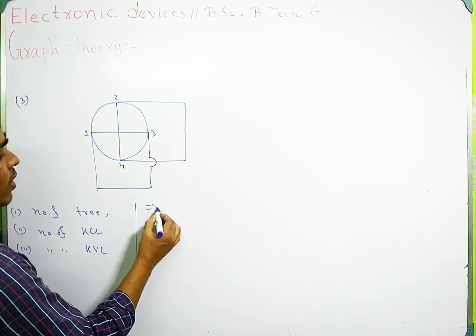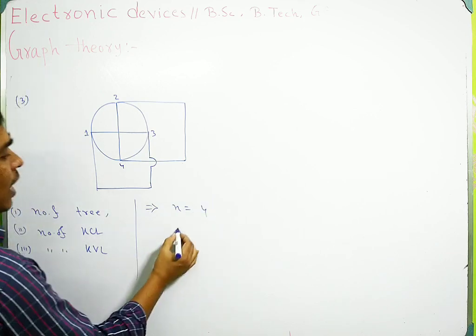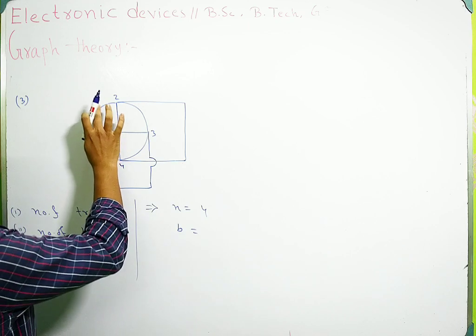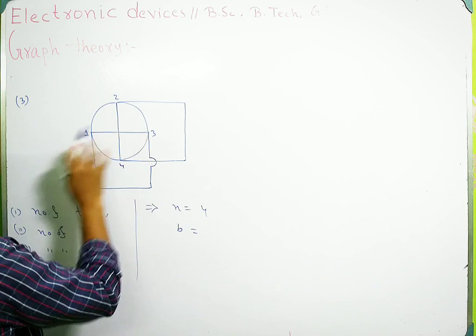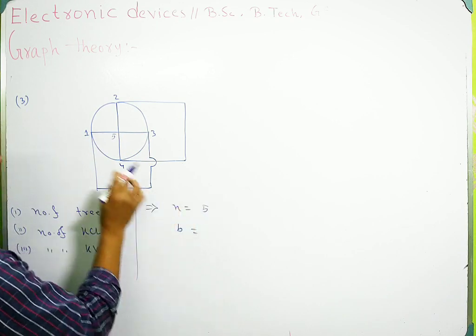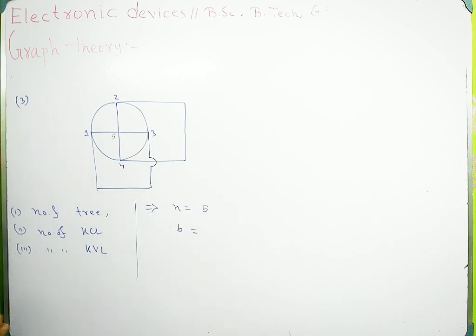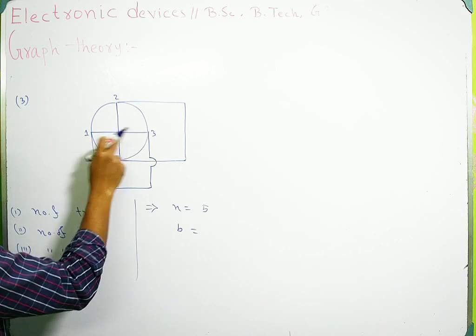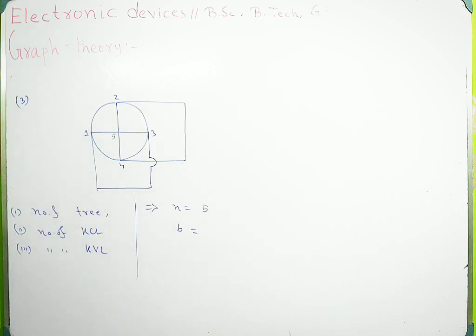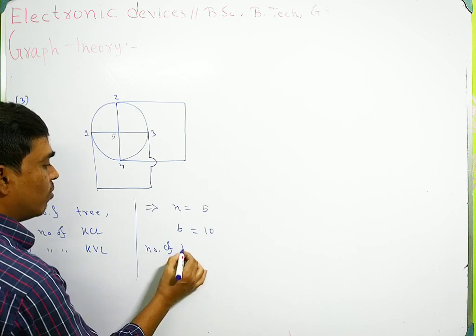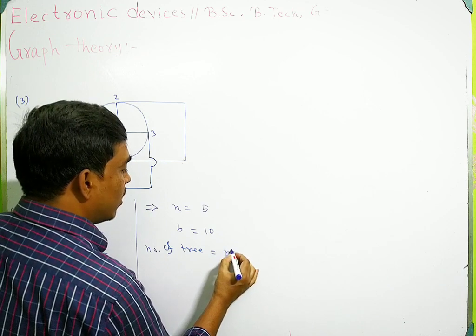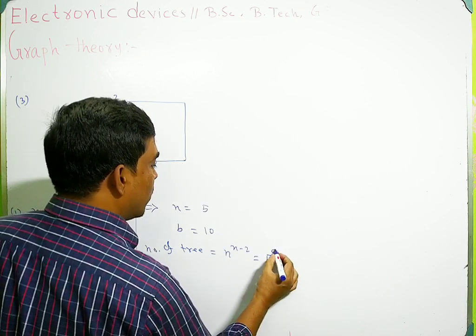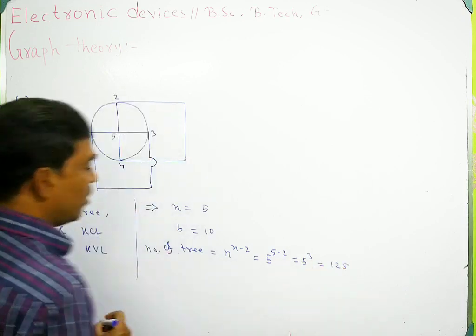How to calculate this? Here, the number of nodes is 5, and the branches are 1, 2, 3, 4, 5, 6, 7, 8, 9, 10. So the number of branches is 10. So you have to find out the number of trees. The number of trees equals n to the power n minus 2. So it will be 5 to the power 5 minus 2, so 5 to the power 3, so 125.